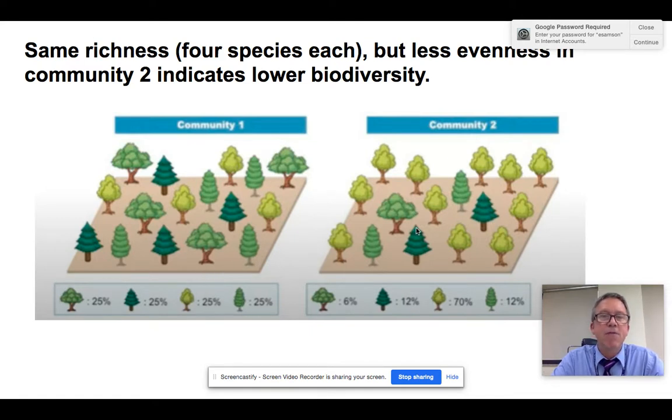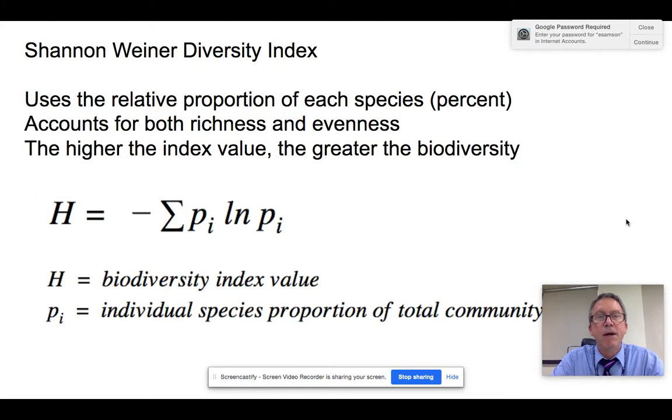Now I have the same 4 species here, so I have the same amount of richness. However, this one here seems to dominate. In fact, 70% of the trees come from this one species. 12% come from this, 12% come from this, and only 6% come from this one here. So there's a lot less evenness here. We would say that this community, although it has the same number of species, is less biodiverse than this one. Now, how do we go about putting a number on it?